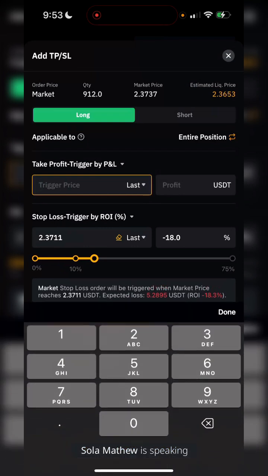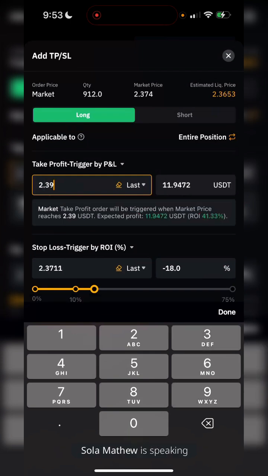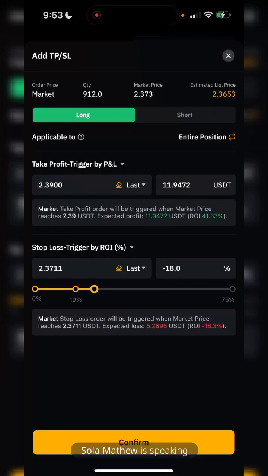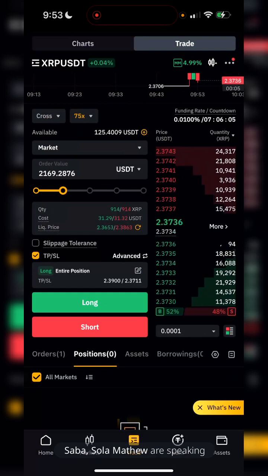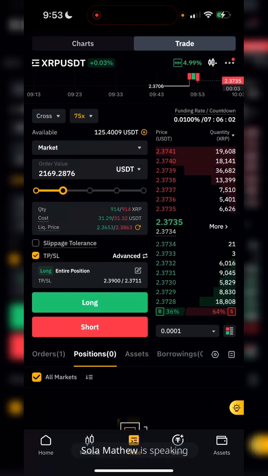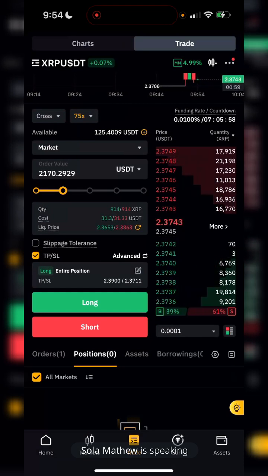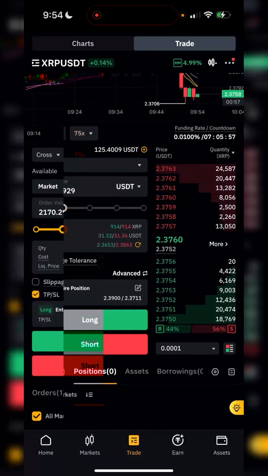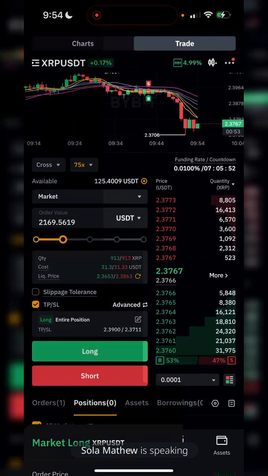So let's say you now put the take profit at 2.3900. Just click on confirm, and then you just click on long immediately. And the leverage, it doesn't really matter, like I said, especially if you know how much you are willing to lose. Once you are good with that market price, you just click on long.